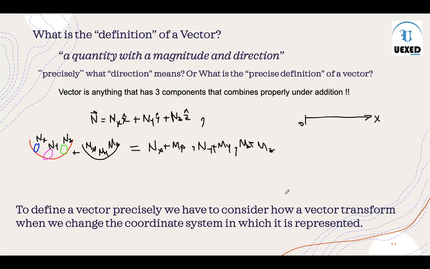Let me try to answer this, and hopefully after this lecture, whenever people ask what the definition of a vector is, you can mention a quantity with magnitude and direction, but additionally you should also talk about its behavior under transformation of the coordinate system. You must define a vector that way. Let me go through it, and if you have any questions, we can discuss.